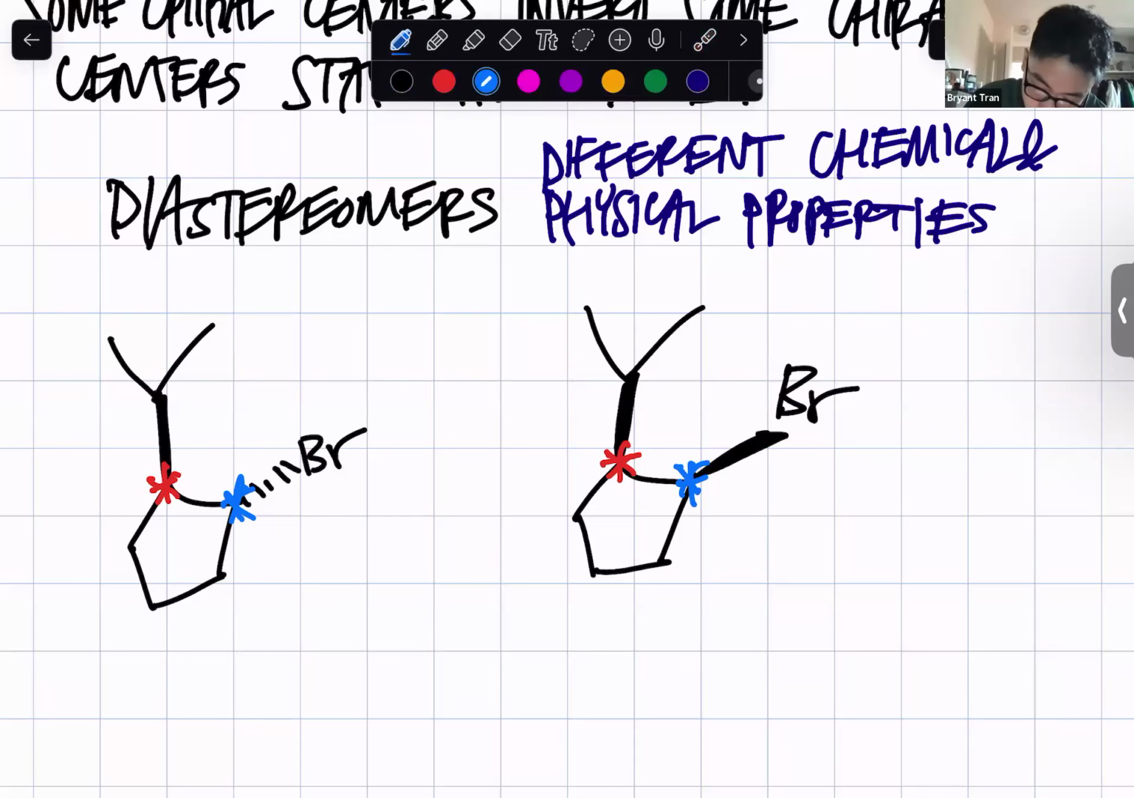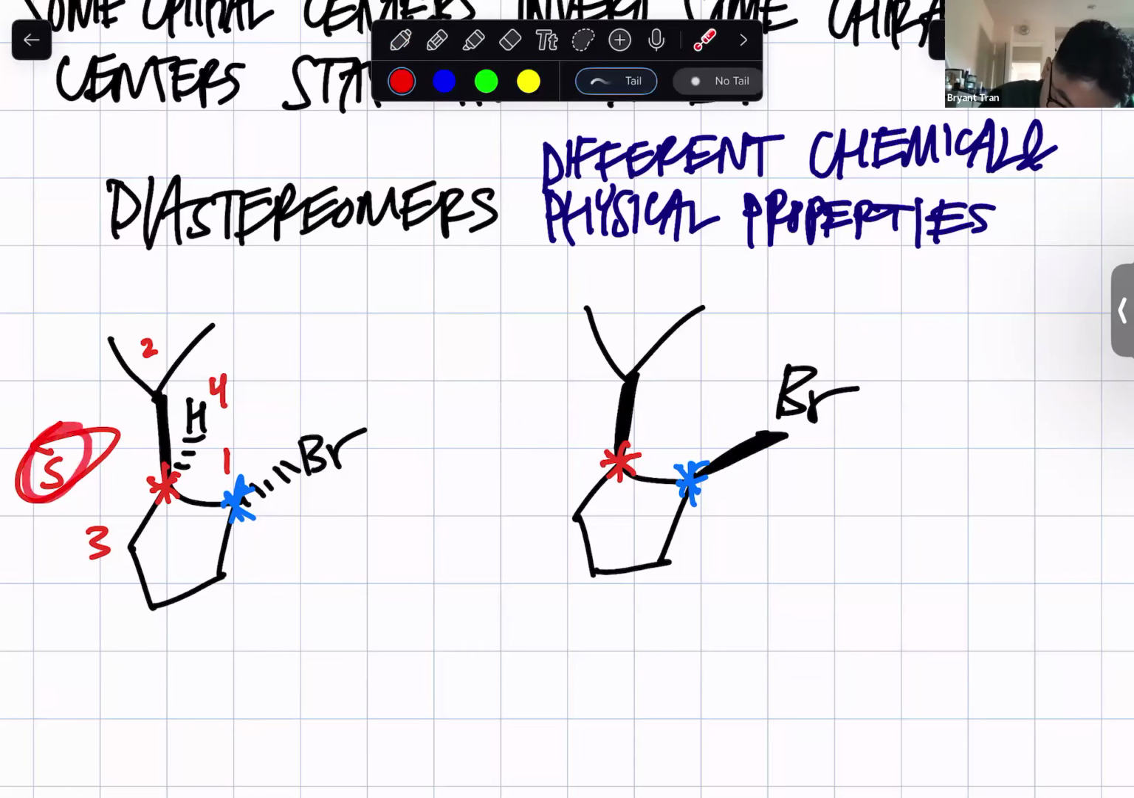So let's assign priority here. This is one. This is two. This is three. And if we go this way, that is going counterclockwise, right? Which looks S, but let's make sure the hydrogen here is on the back. So that is number four. So that's good. It will stay as an S.